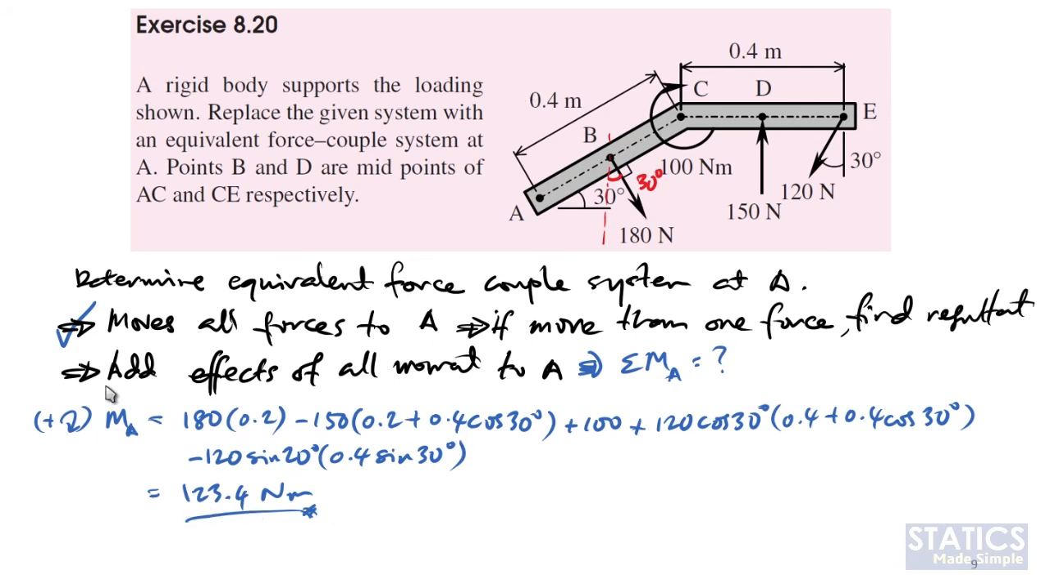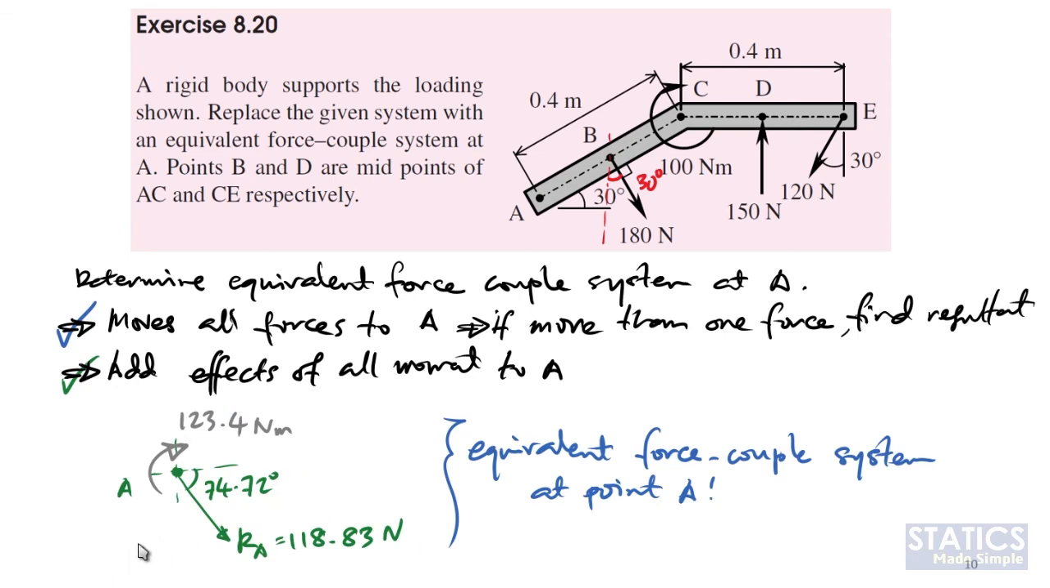So we have MA. This MA and the resultant at A can be used to write our final answer. At A, we will have the resultant with this value and this angle. And then we have the moment at A, which is 123.4 Newton meter. This is the equivalent force couple system at point A due to these forces and couple being applied here. All right. Any question about this so far?